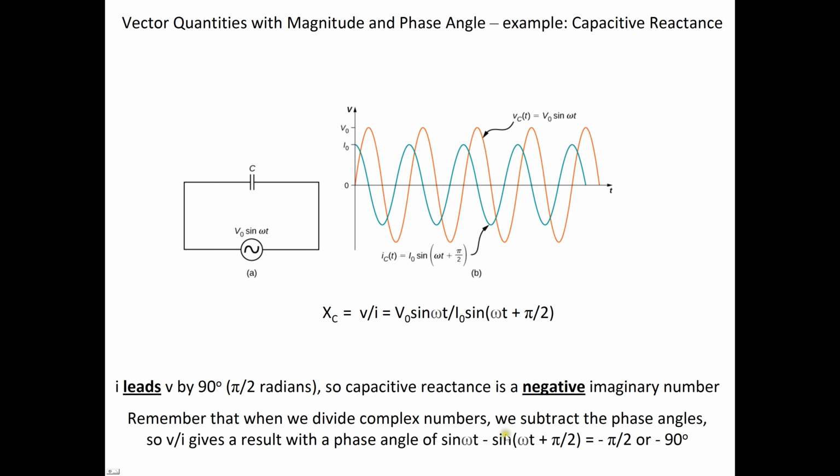Remember that when we divide complex numbers, we subtract the phase angles. So V divided by I gives us a result with the phase angle of the voltage waveform, which has an angle of omega t, and the current waveform, which has an angle of omega t plus pi over 2. So the resulting phase angle is minus pi over 2, or minus 90 degrees. And because it has a negative phase angle, that puts it on the negative side of the imaginary axis.